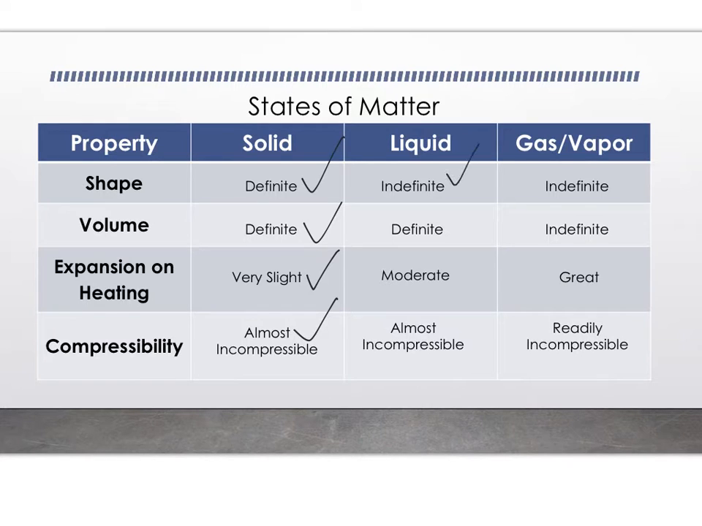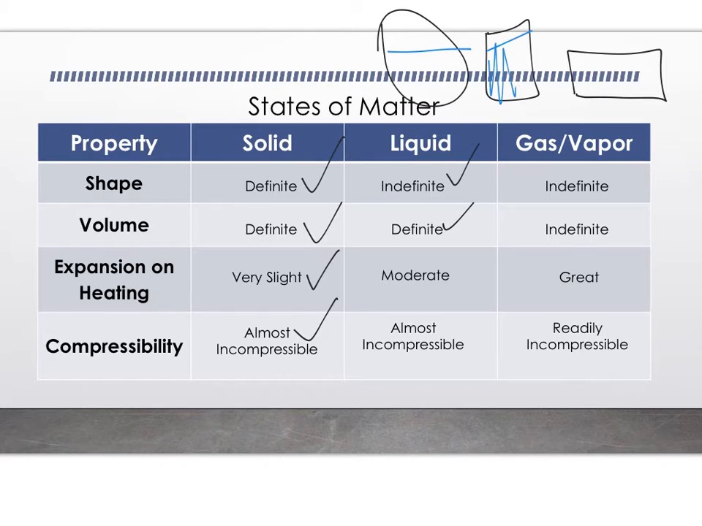Liquids have an indefinite shape, but they do have a definite volume. That means if you have the same amount of liquid, it can take the shape of whatever container that it's in. So let's say we add 50 milliliters to each of these containers. It's going to have a different shape based on the container that it's in. We're not changing the volume because it's maintaining the 50 milliliters, but whatever container that it's in, it takes that shape.